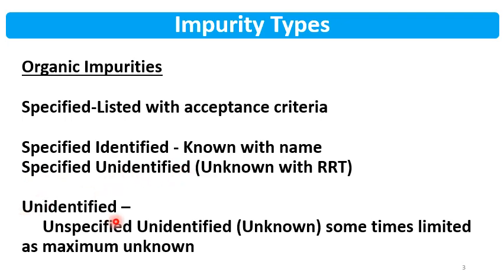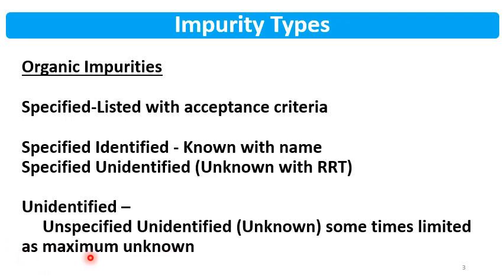Then unspecified, unidentified impurities. These are the unknown impurities. You don't know their structure. You don't know their RRT. These are unknown. If you specify the unidentified, it will go to specified unidentified. If you make it known, then it will go to specified identified. Right. So the unknown impurities are sometimes also referred to as maximum unknown.